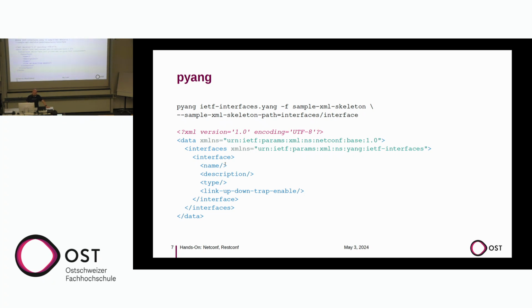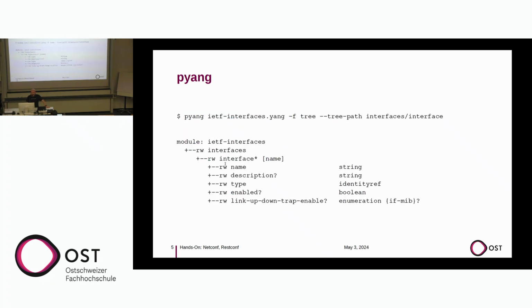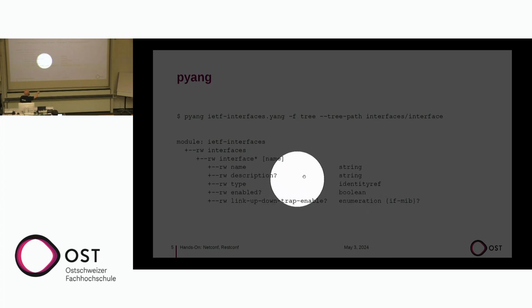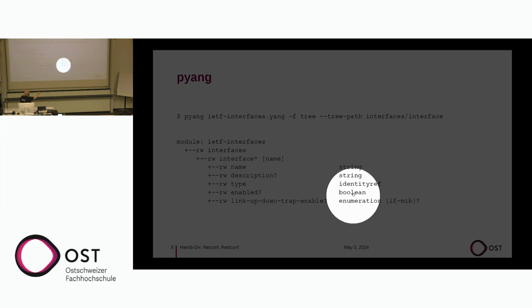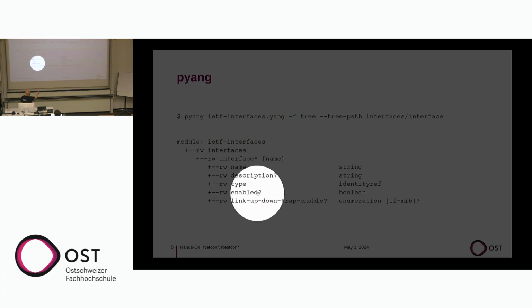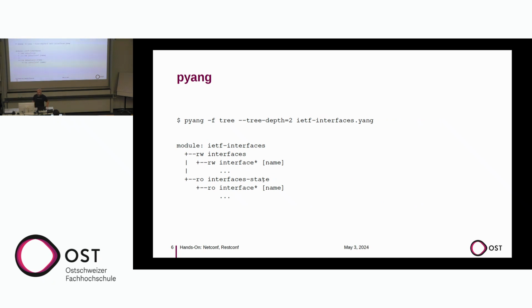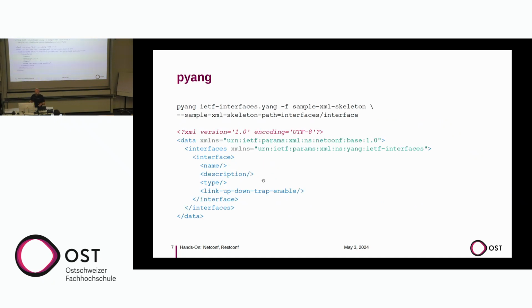So we still need to go back here and see what kind of types we have. We have a string, we have an identityref, so this is a reference to an identity that exists, and we have a boolean, so true or false for enabled, for example. And if we craft this XML, fill it out, we can send it to a device and it will give us a reply if it worked or not. And for sending this, we have NETCONF, RESTCONF, or gRPC.